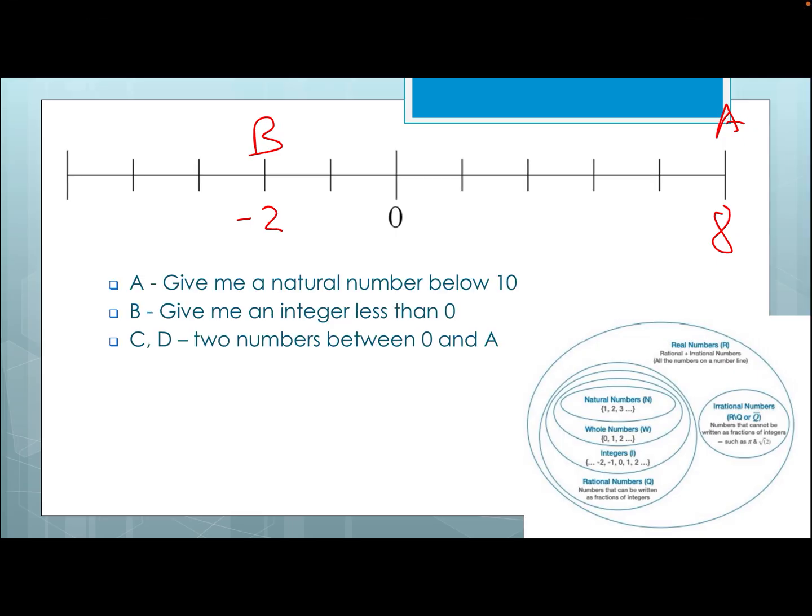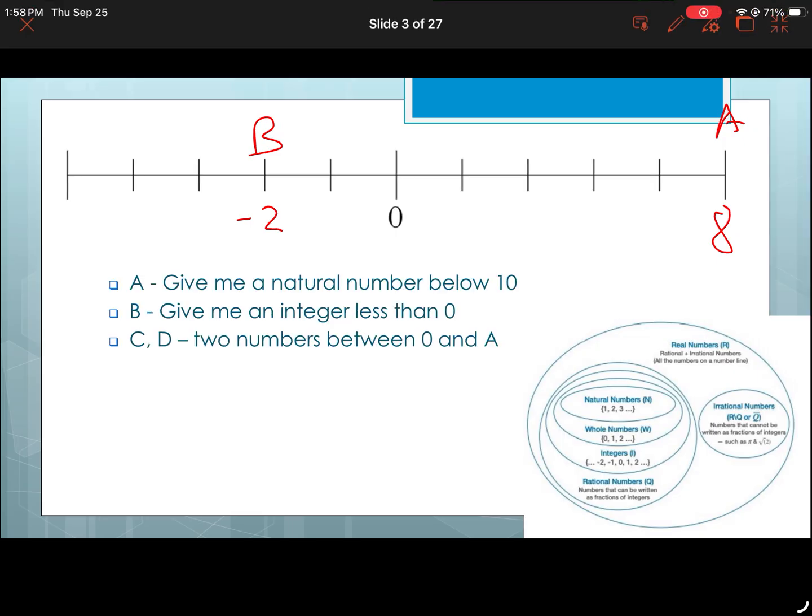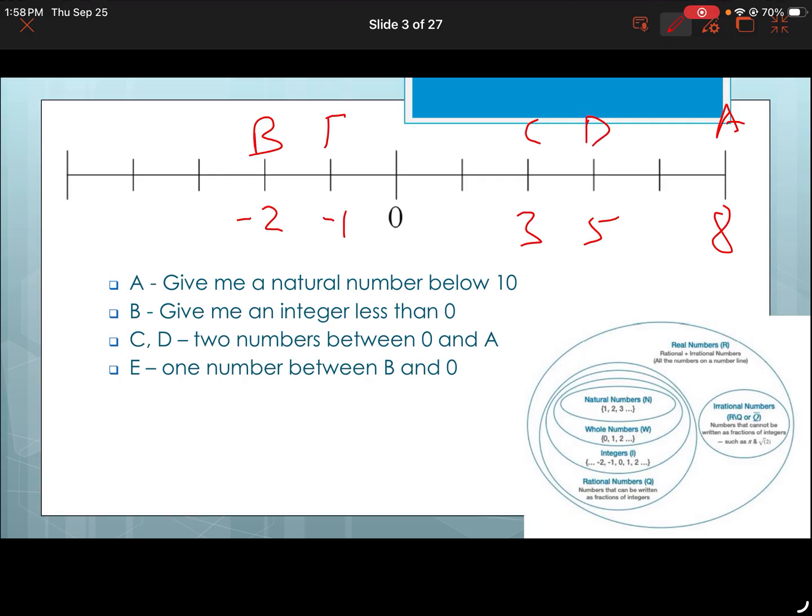Anyway, right. C, 2 numbers between 0 and A. So any 2 numbers between 0 and A. I don't know, let's go 4, and we're 1, 2, 3. This is terrible. I should have done 5 or something, shouldn't I? Let's just call 3 and 5. Let's ignore the number line. And then 1 number between B and 0. So that was C and D. Between B and 0, let's do negative 1. And that's going to be E.